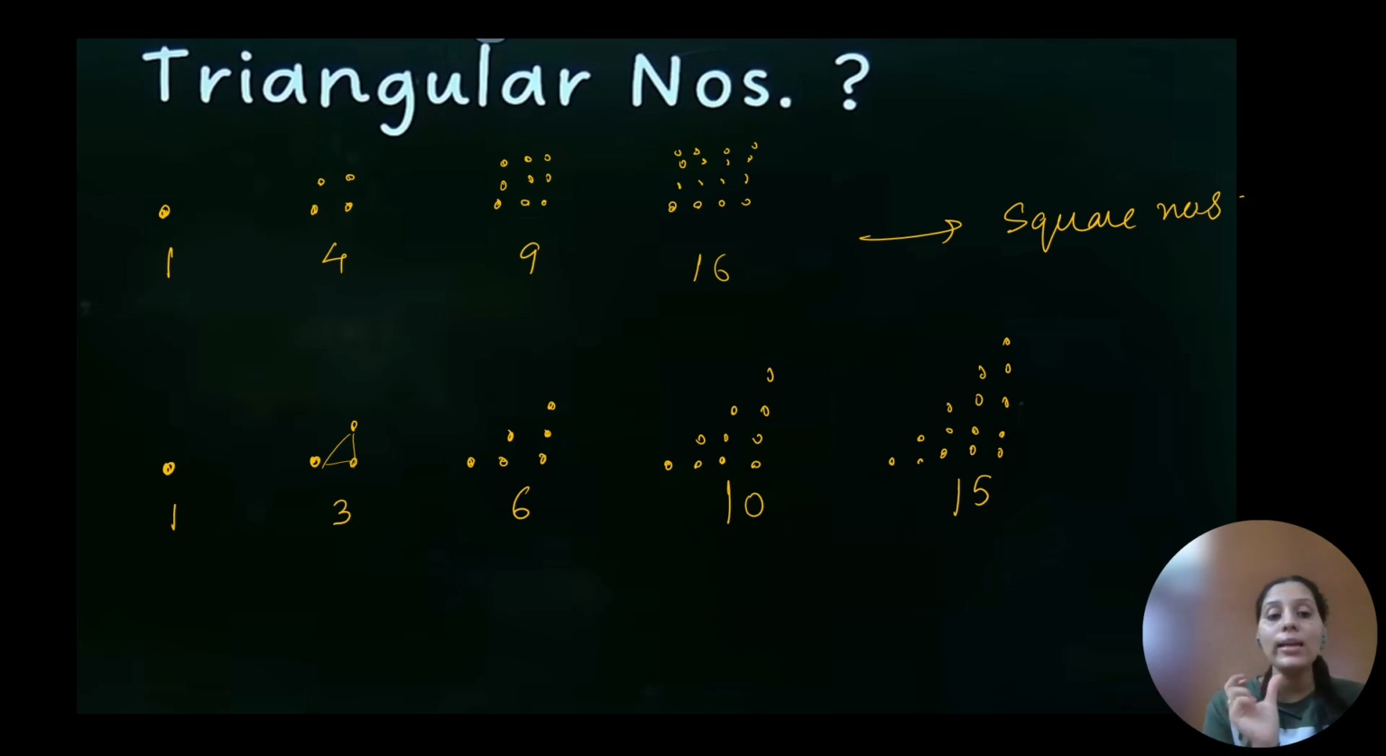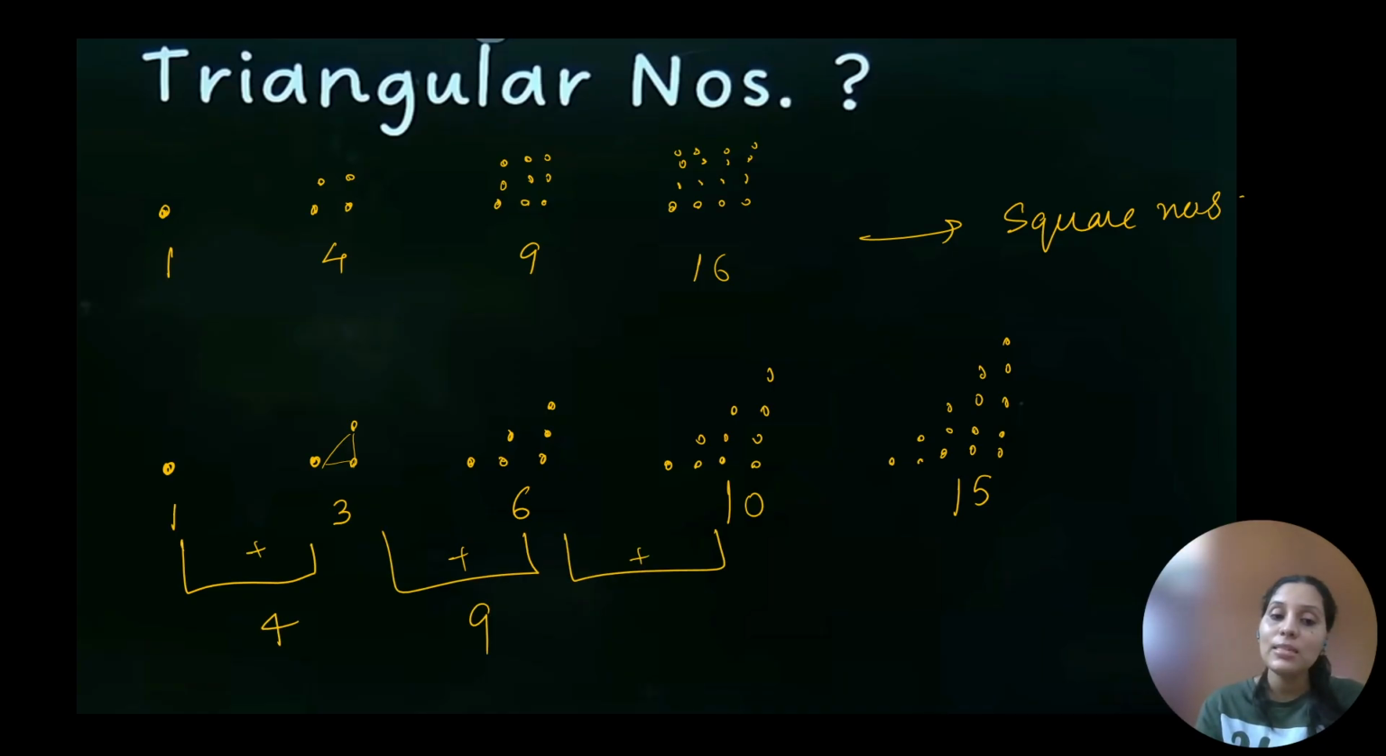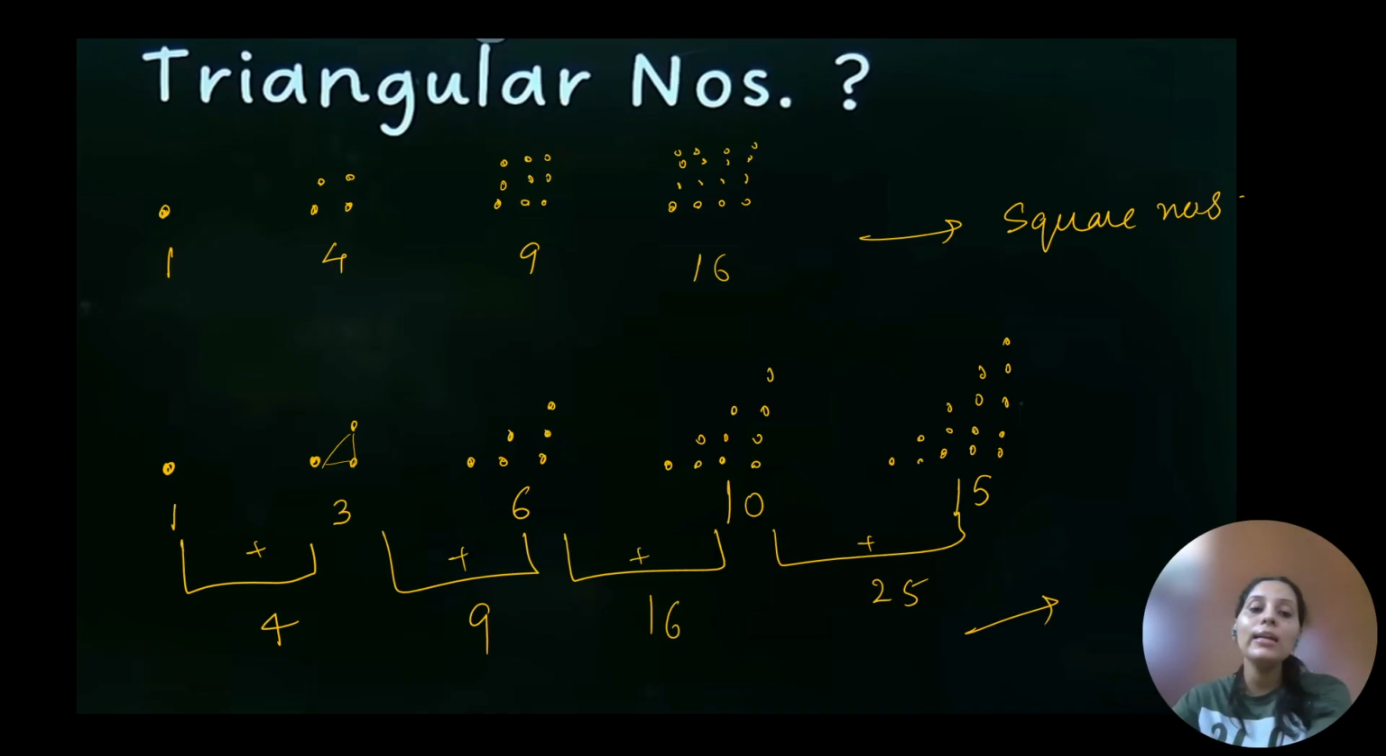Now, if I find the sum of these, 1 plus 3, 4, 3 plus 6, 9, 6 plus 10, 16, 10 plus 15, 25. Now, what are these? These end up to be square numbers. Yes, these are triangular numbers. So when you add two consecutive triangular numbers, you obtain a perfect square.